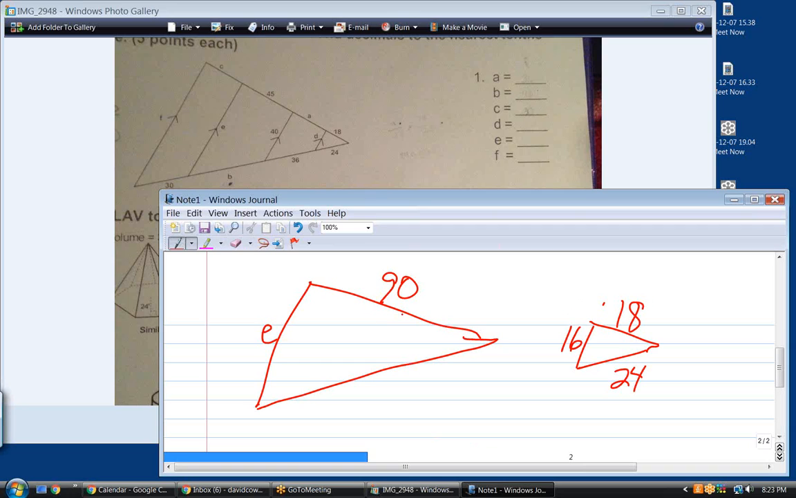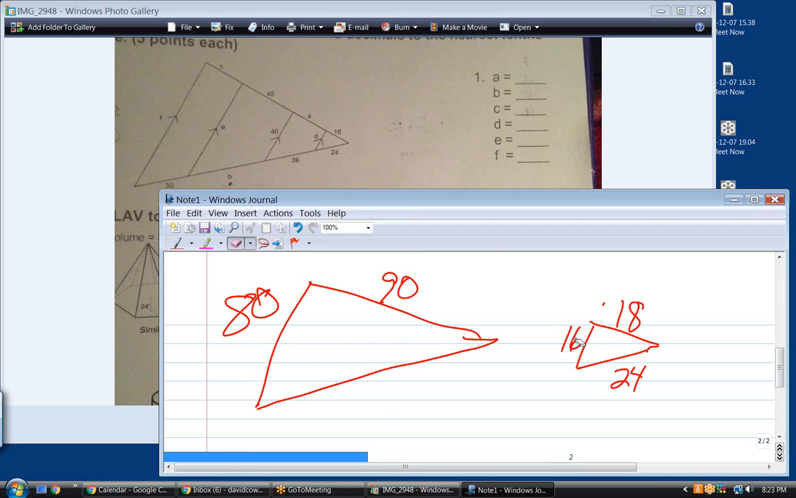Big is to little, as big is to little. 90:18 is a 5 times. So E is 5 times 16. Oops, hold on a second. 90 is, yeah, that's 5 times 18. So 5 times 16 is 80. And now we might realize that, well, 90:80 is 18:16.